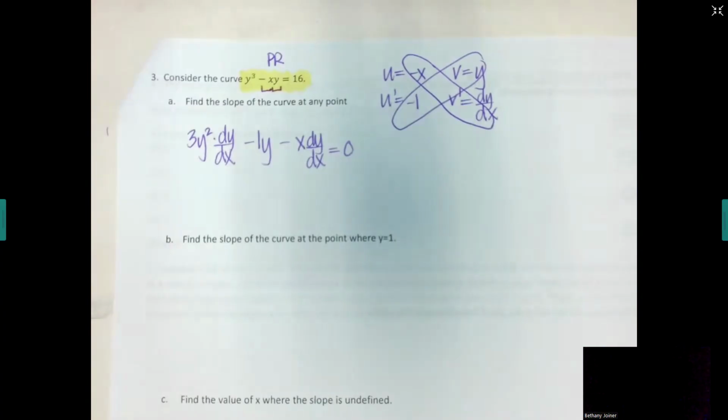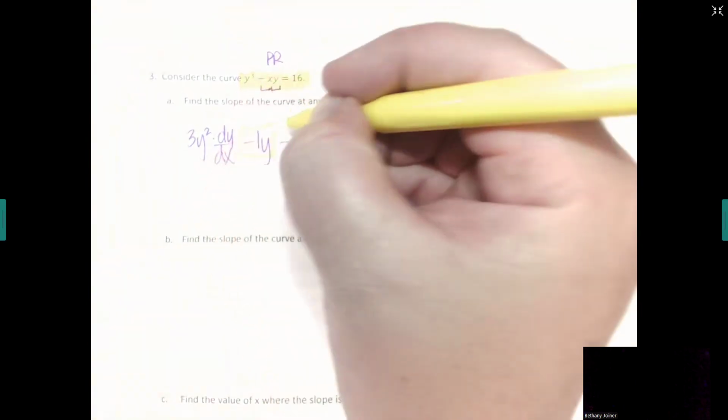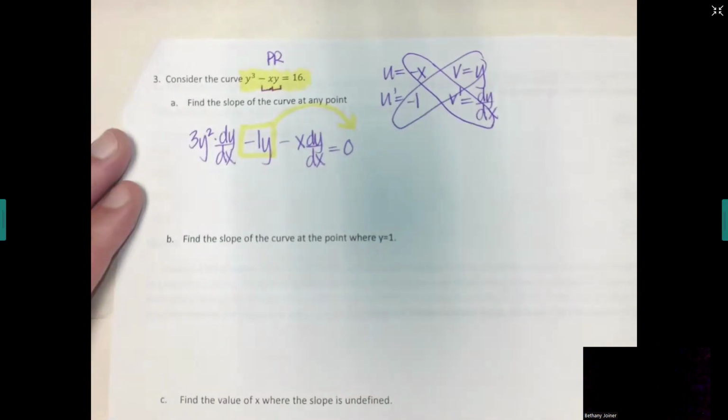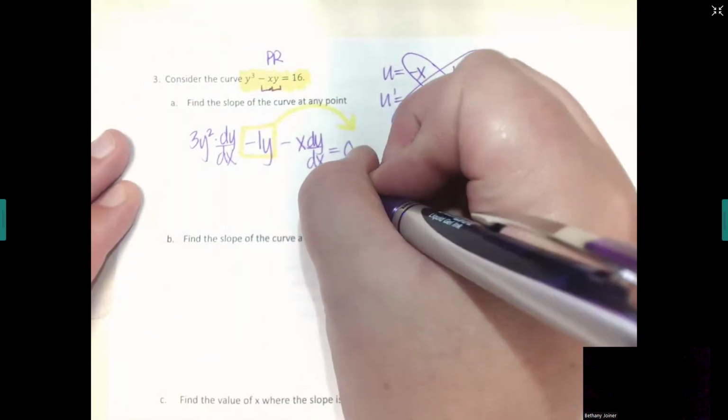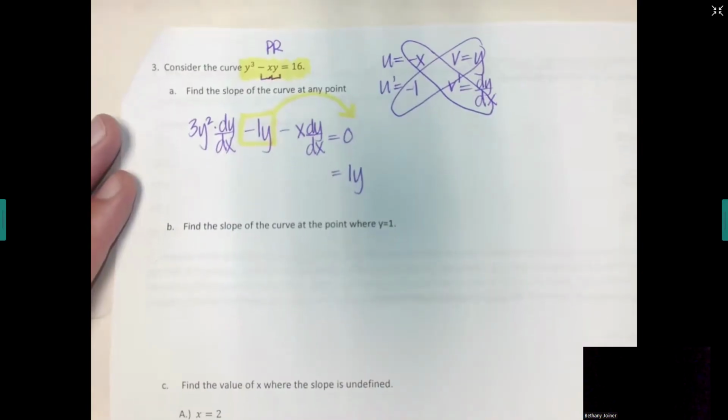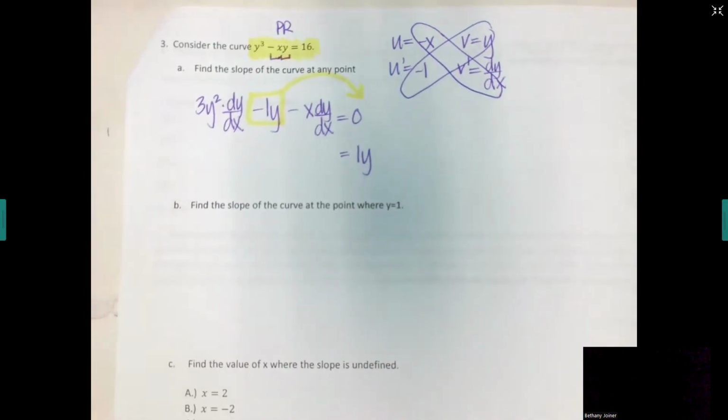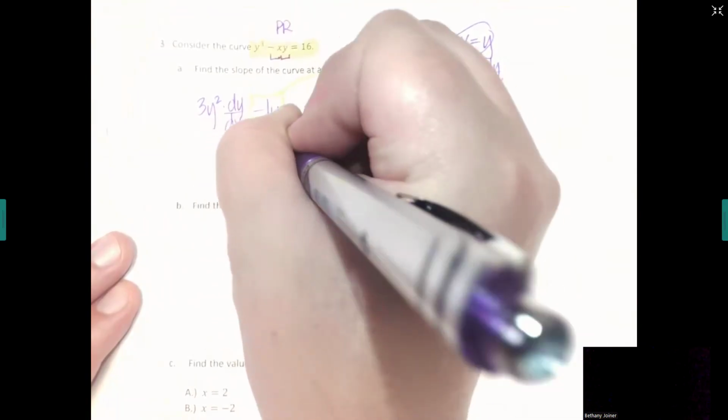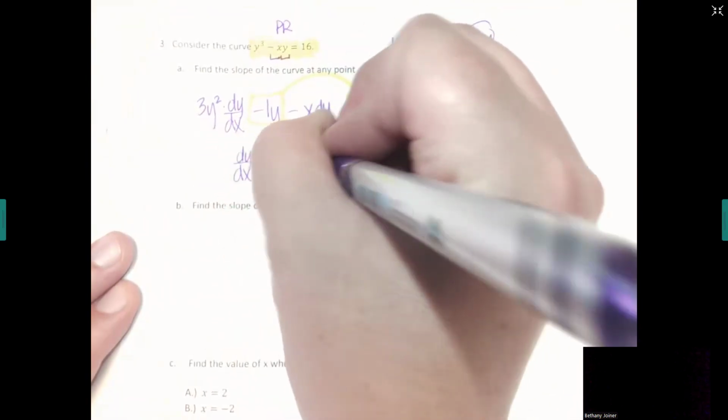Now, the derivative of 16, that's just going to go to 0. Okay, who are we pushing across to the other side? And if it used to be a negative 1y, now it's a positive 1y. Then for the 2 terms staying on the left, they both have a dy/dx. I'm going to GCF that out, so it'll be dy/dx times the quantity 3y squared minus x.